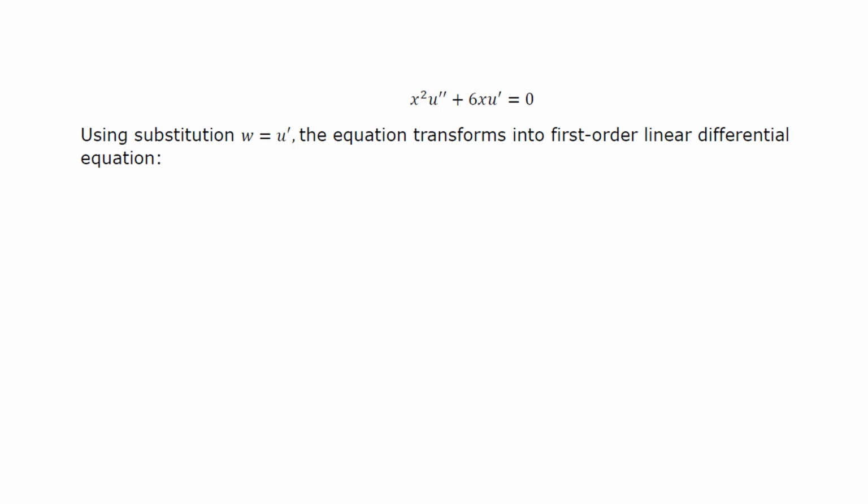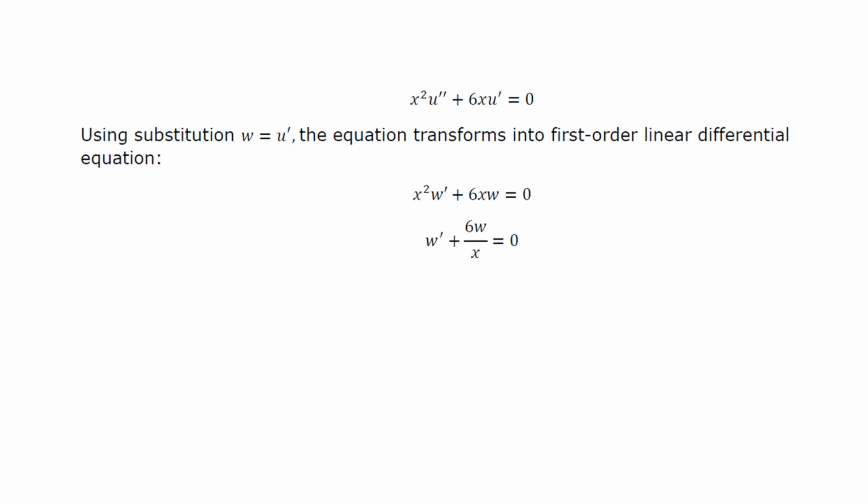So when I substitute w for u prime into my DE, I'll get x squared w prime plus 6x w equals 0. Now I want to write this in standard form, so I'm going to divide all terms by x squared so that I have w prime by itself. That would get me w prime plus 6w divided by x equals 0.